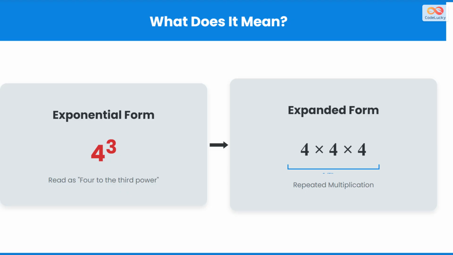When you see something like 4 to the third power, it does not mean 4 times 3. Instead, it is a shorthand way of writing repeated multiplication. 4 to the third power translates to 4 multiplied by 4, multiplied by 4. We multiply the base by itself 3 times.